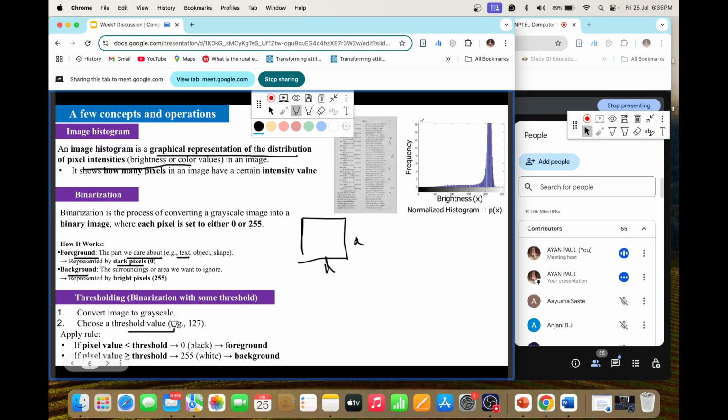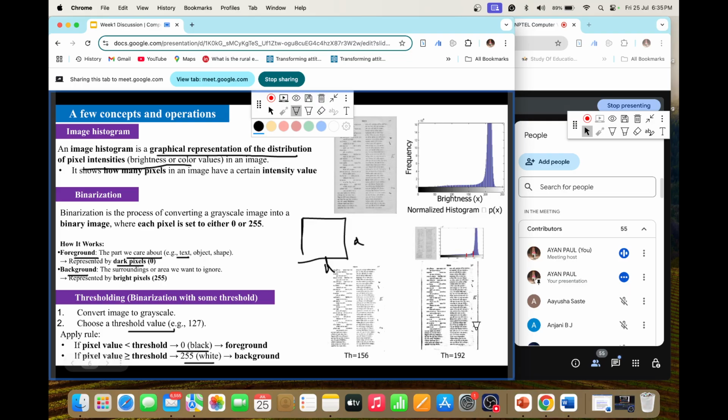So what we do is, if the pixel value is lesser than the threshold, then we consider it as foreground, and we will convert it to 0 or a black pixel. If the pixel value is greater than or equal to this threshold, we term it as white or the background pixel. Two thresholds are used in this image. One is 156 and one is 192.